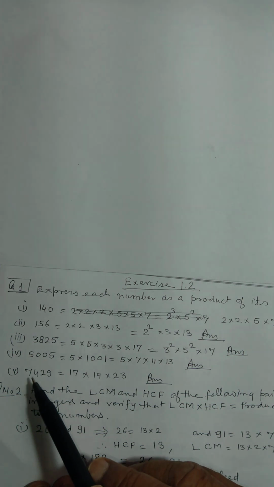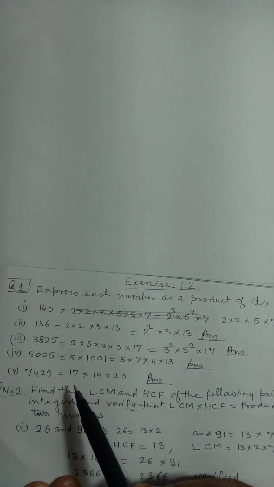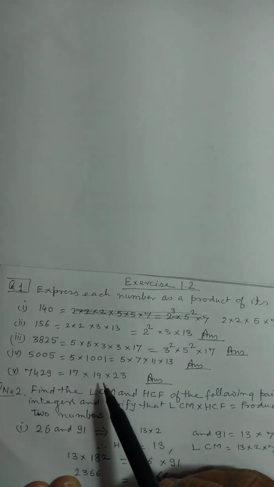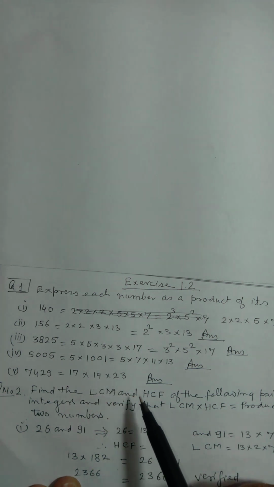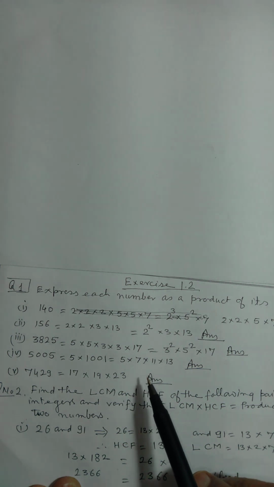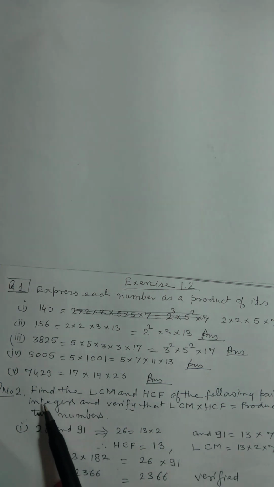Now the next part, that is the fifth part, 7429. It can be factorized as 17 into 19 into 23. In this way we have finished question number 1. Now proceed to question number 2.